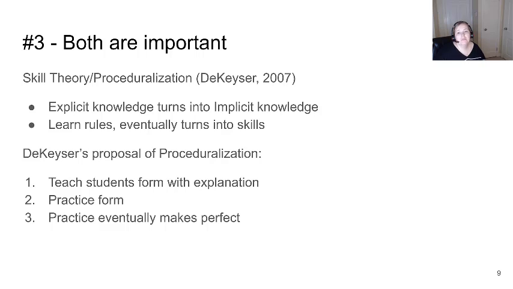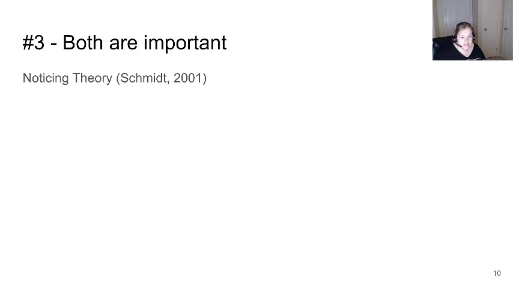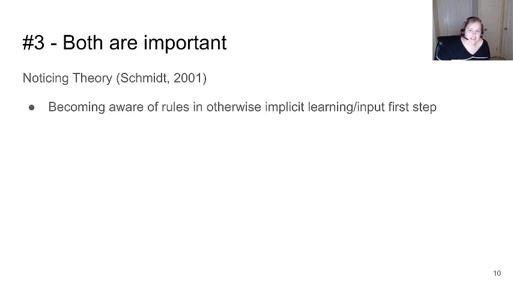Okay? Noticing theory is another version of this, and I think noticing theory honestly is agnostic in terms of whether or not there's UG, because I don't find a lot of counter evidence to noticing theory. It's kind of one of those truisms. Now Schmidt, I'm trying to think of his first name, I don't recall. It's fine. Robert or something like that. Schmidt said that becoming aware of rules in otherwise implicit learning or input is a healthy and helpful first step in some cases, right? And again, all of these do not say you can't learn implicitly. It's just that some things are tough to learn implicitly.